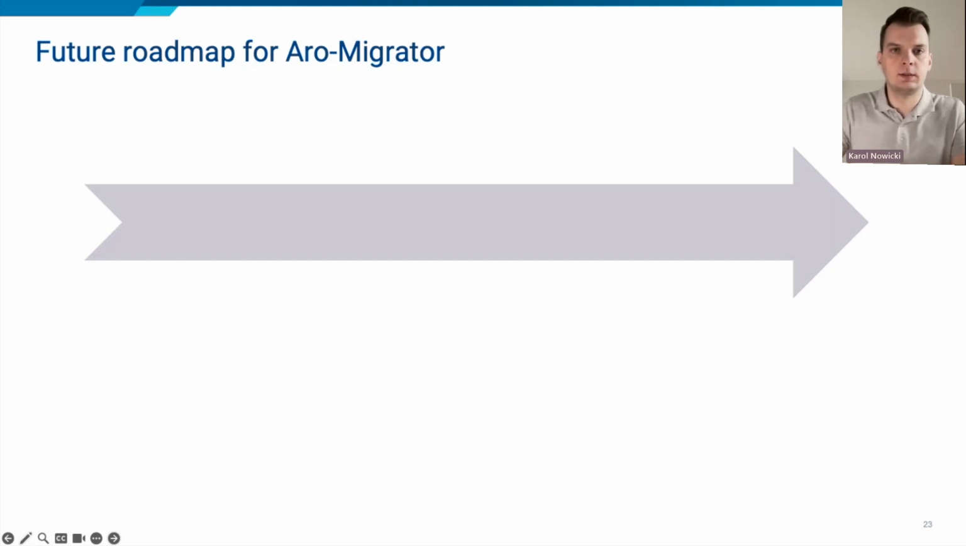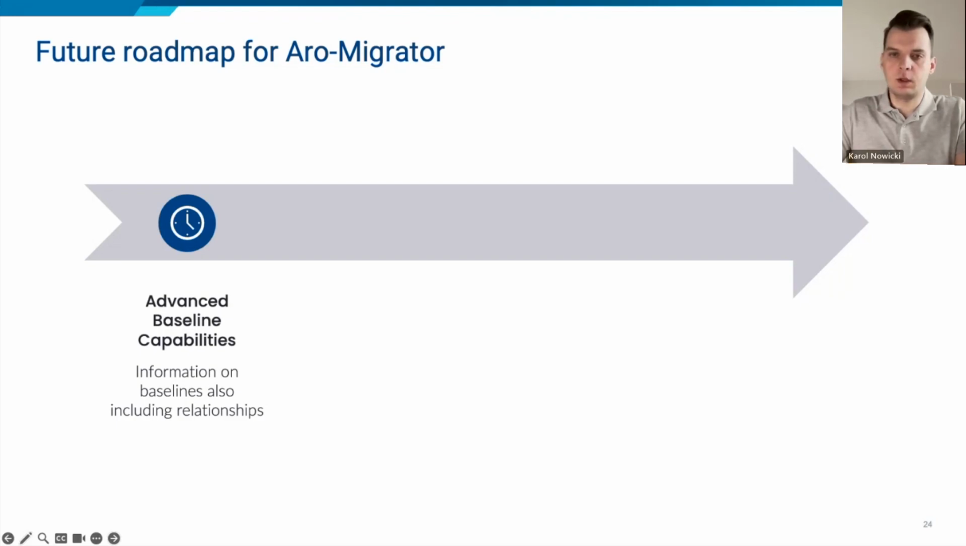All right, and we are still working on that project, and we are trying to improve that. So here are some insights, what will come in the future and what we have in the backlog. I mentioned before that currently only basic baselines are being transferred to Codebeamer without all information we can get. And our first step to improve the tool would be to make baselines more complete and to have also relationships information on the baseline item.